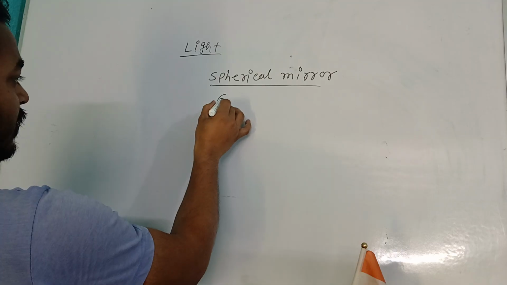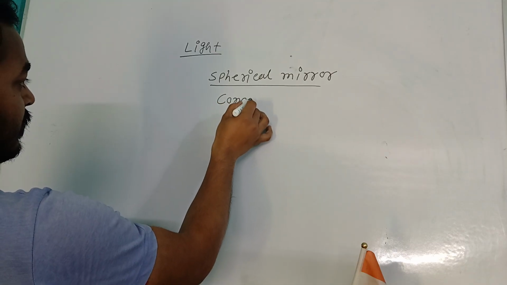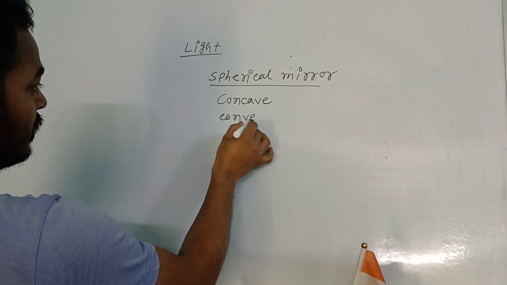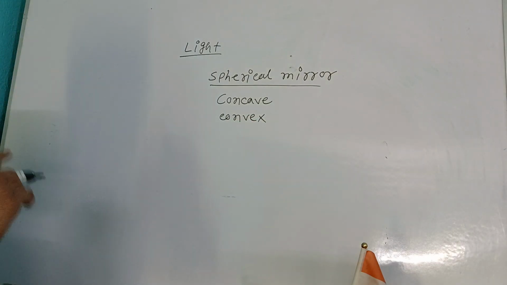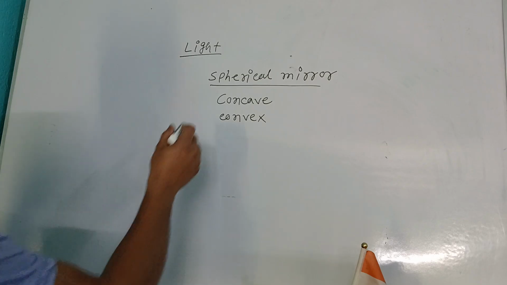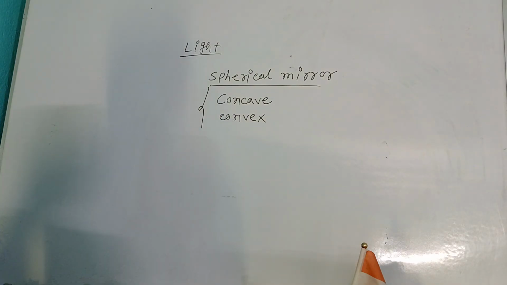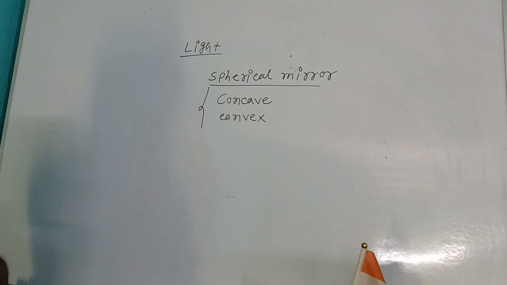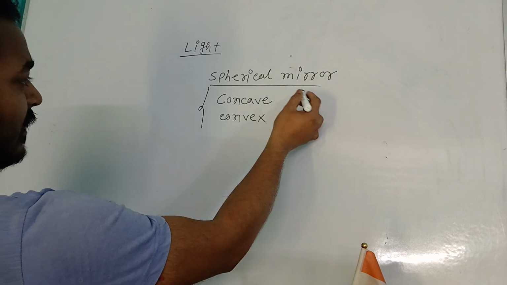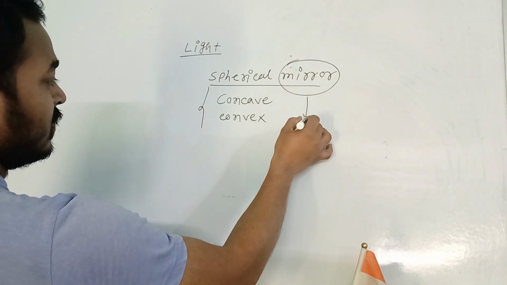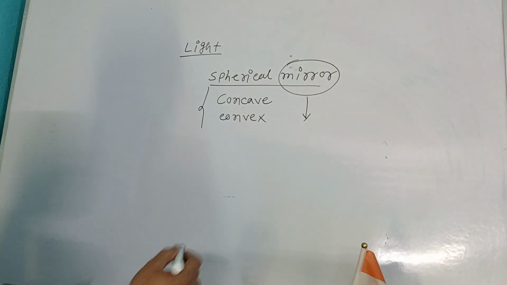Concave and convex. Spherical mirror means either a concave mirror or a convex mirror. But if we discuss mirrors in general, we have three types of mirrors.